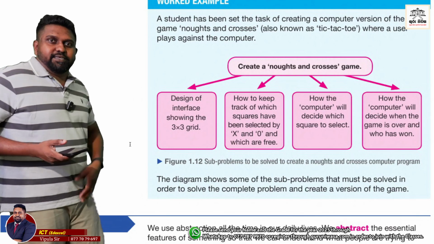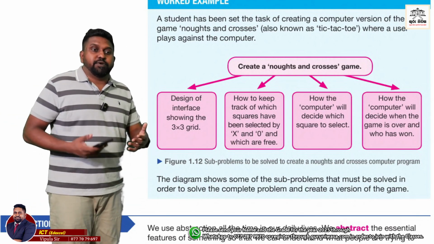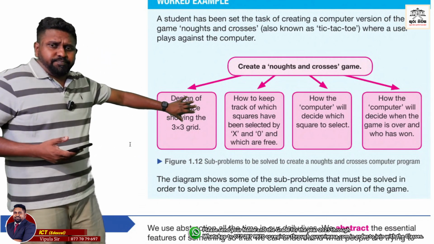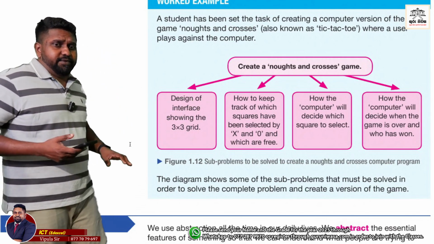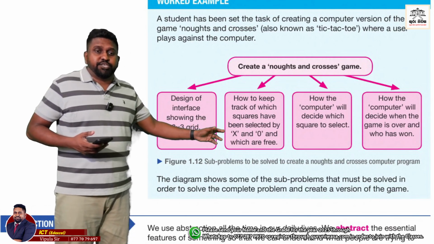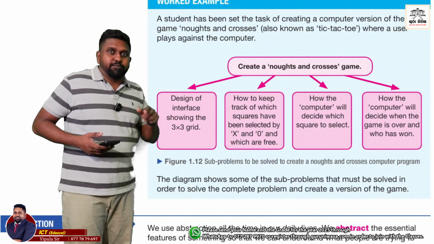What or how you interact with the game. So that's the primary method. Then how to keep track of which squares have been selected, either by X or 0.